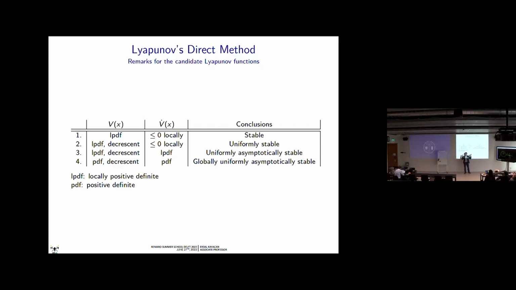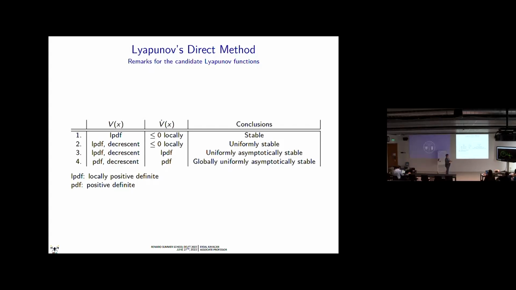So we want to define a Lyapunov function which is unbounded, positive definite, and then V dot is negative definite. Then we are going to say our system is globally asymptotically stable. We like this kind of stability.